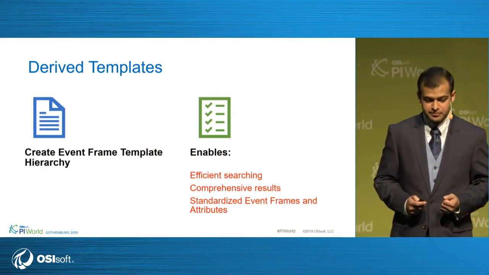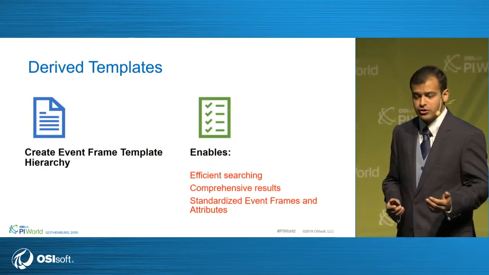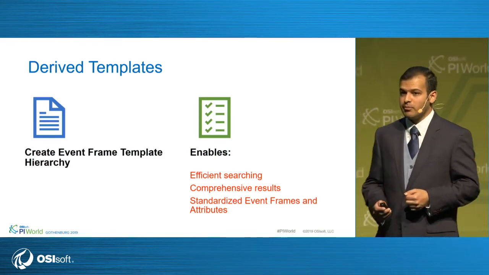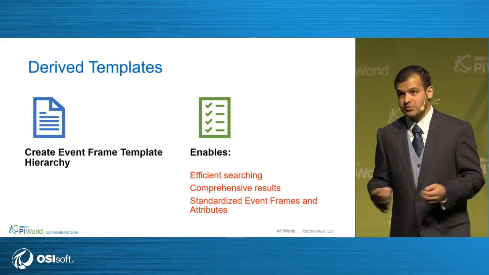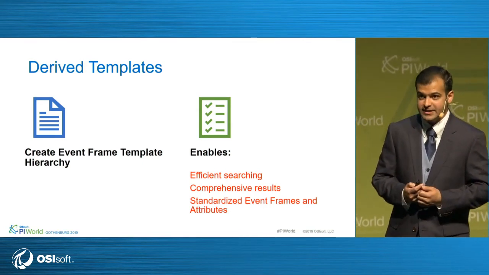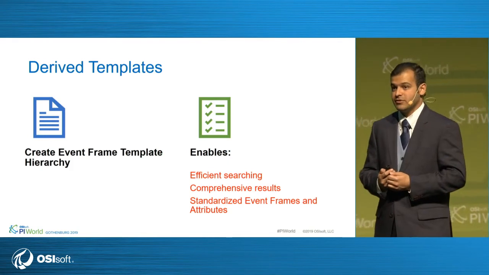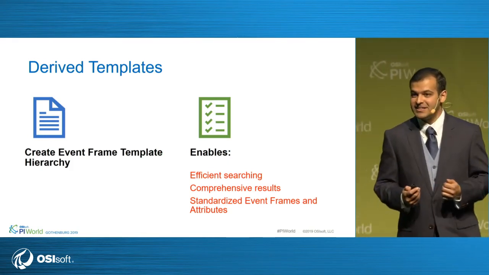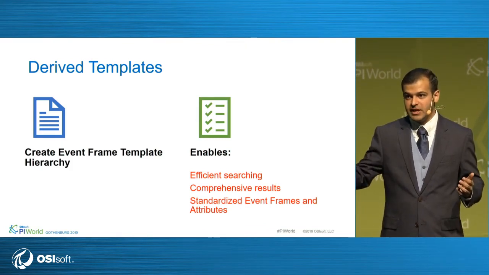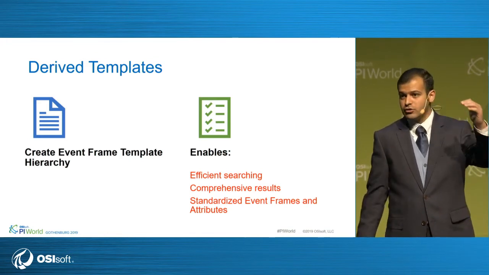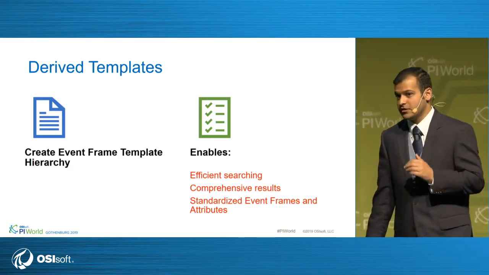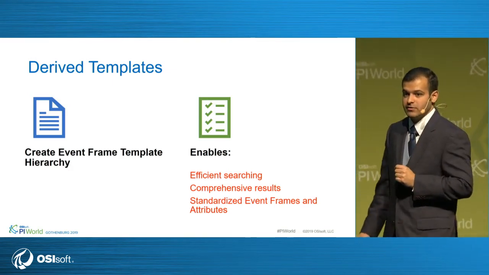Let's look more into it. It creates a hierarchy for you, as I just showed you, which enables you to do efficient searching. We would look at an example on the next slide. It provides you comprehensive results. If the searching is efficient and it's filtered in the right manner, the results are comprehensive. At the same time, it standardizes your event frames and attributes. So as I was talking about standardizing event frames and attributes, if there is a change in site A, I can just go and change the template for site A. If there is a change for entire pumps, I go to global pump. It doesn't matter. I have my pumps in 15 different countries, 30 different sites, whatsoever. It changes just by a click of a button.